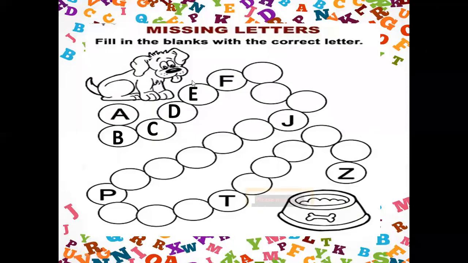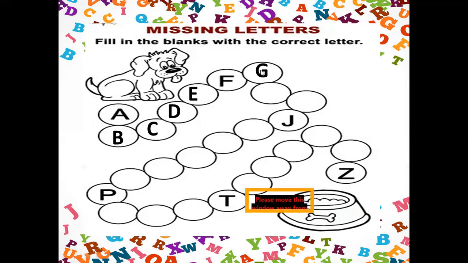Now after F again we have three missing letters. So what will come after F? What is the next letter after F? It is G. A, B, C, D, E, F, G.